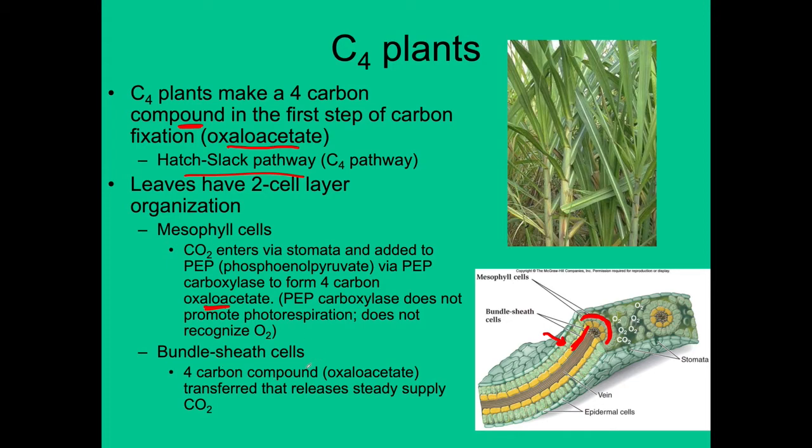Now, the bundle sheath cells take the 4-carbon oxaloacetate and transfer it in a way that releases a steady supply of CO2. So what these cells are doing is taking CO2 in and trapping it in phosphoenolpyruvate, converting it by a carboxylase into oxaloacetate. They then get everything to the bundle sheath cells, and start breaking off pieces of that oxaloacetate to create the 3-carbon molecule G3P. And then G3P will be used by the cell to carry out function.